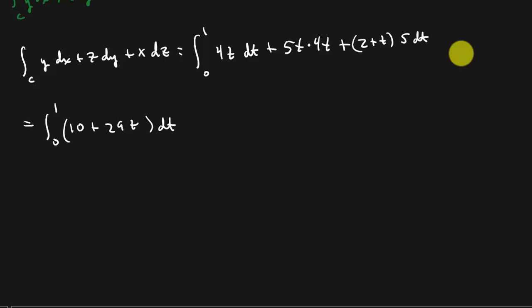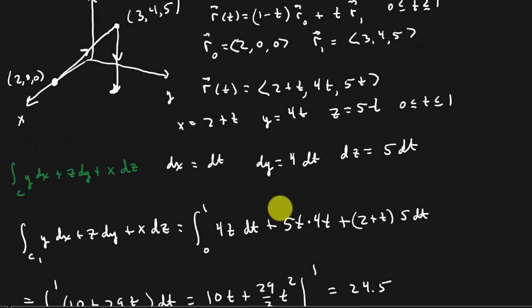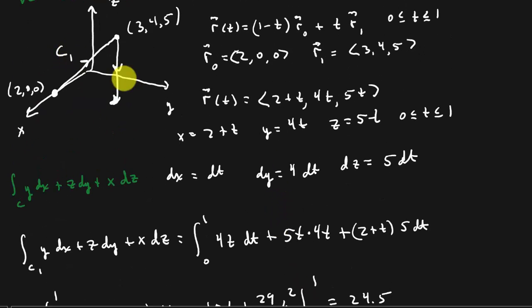If you can't do that arithmetic, you're probably not going to pass your calculus class. So we get 10t plus 29 over 2 t squared, going from 0 to 1, and that's going to equal 24.5. Okay, so that's our curve. I guess I should have written C1 there. Okay, that's our curve. We'll call this C1, call this one C2. All right.